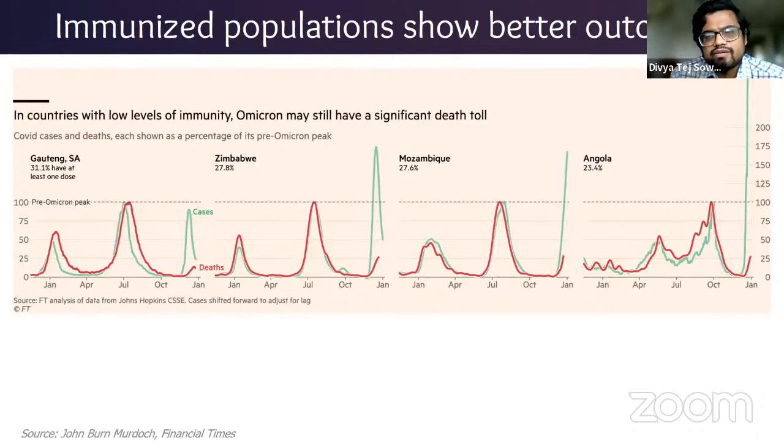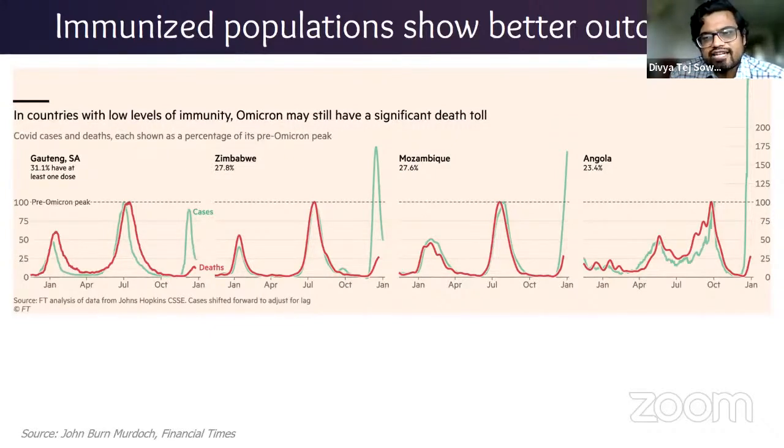It has immune escape because there is reduced neutralization in multiple vaccinated individuals with multiple vaccines, and also in countries where pre-existing immunity is there because of infections. For example, in our country, there is a steep rise of cases, showing that significant epidemiological or clinical evidence also exists for immune escape phenomena.